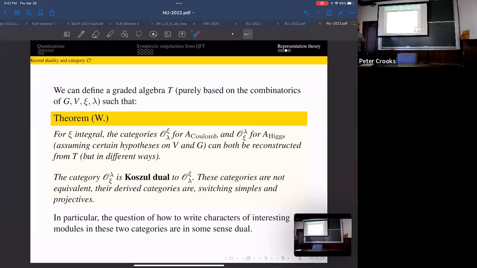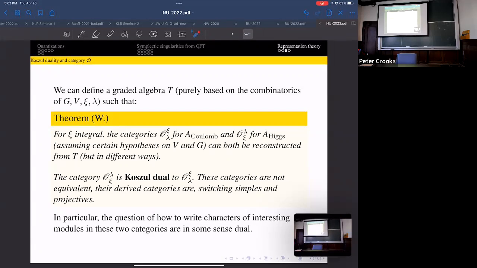Is the theorem no longer true if you remove the integrality assumption? No, I mean, for a generic quantization parameter, category O will be semi-simple. And it won't be semi-simple in the same way. It won't be semi-simple when it's exchanged by Koszul duality.